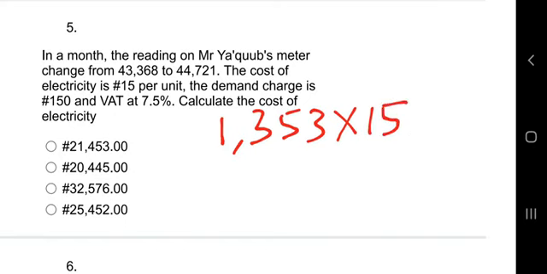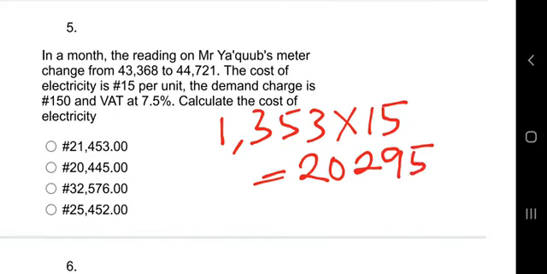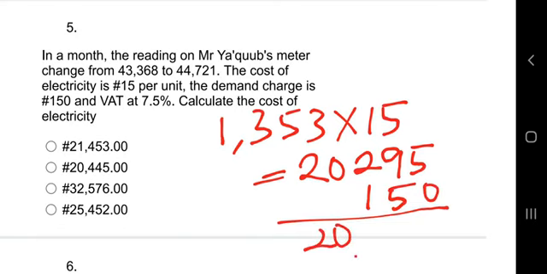So we multiply it and we have 20,295. Then we're not going to stop there, because whether you like it or not, you pay demand charge, so it's part of it. So we had demand charge, which is 150. We add it to it, and that gives us 20,445.